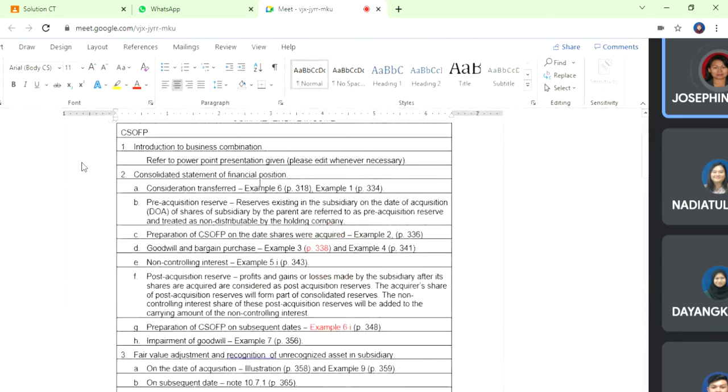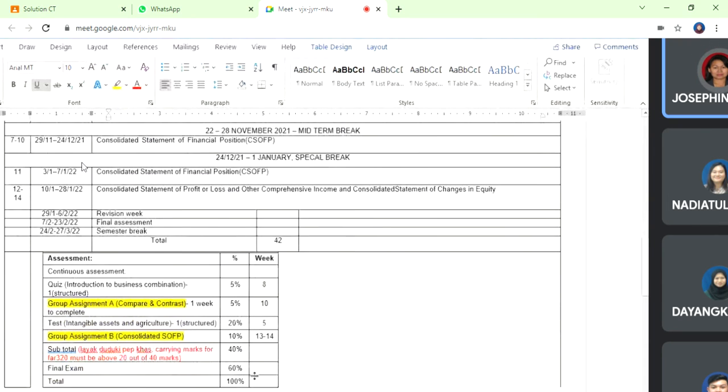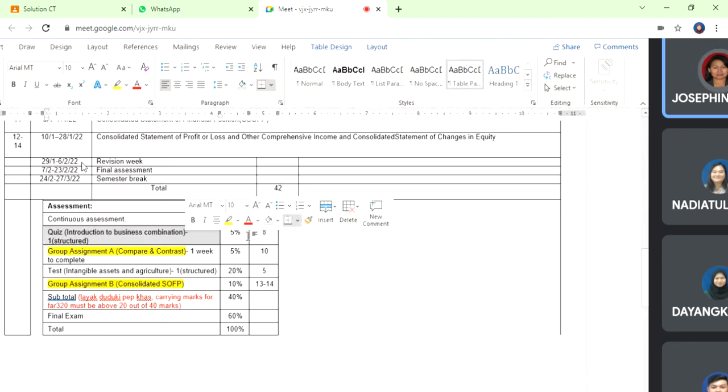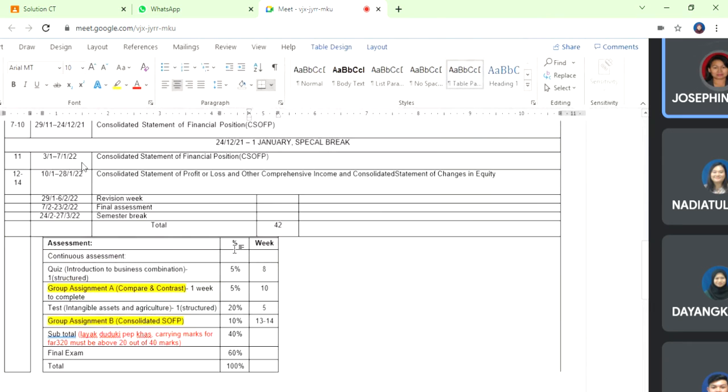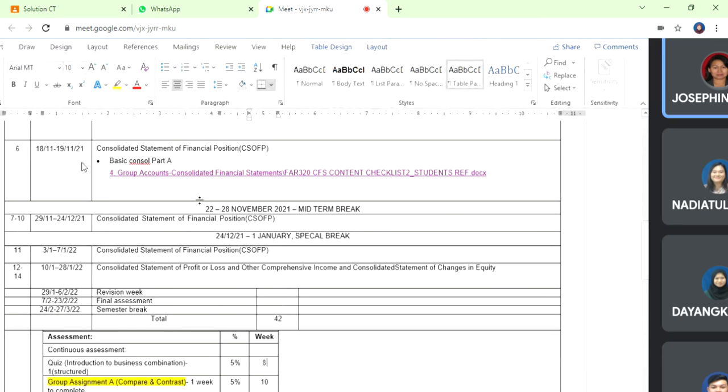Because after that, if you look at your lesson plan, you're going to have your quiz on the basis of consolidation. There will be a quiz on introduction to business combination in week 8. Week 8 is here.